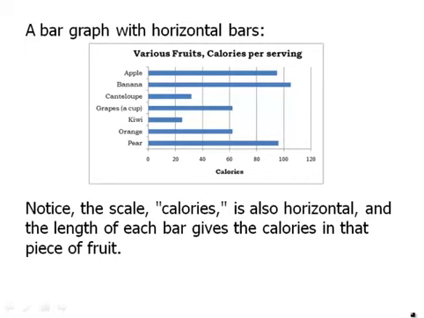Notice that the scale, calories, is also horizontal, and that the length of each bar gives us the calories in that piece of fruit. So for example, probably not surprising, bananas are high in calories, but also apples and pears are very high. That's a little surprising. Whereas cantaloupe and kiwi, those are very low in calories compared to other fruits.